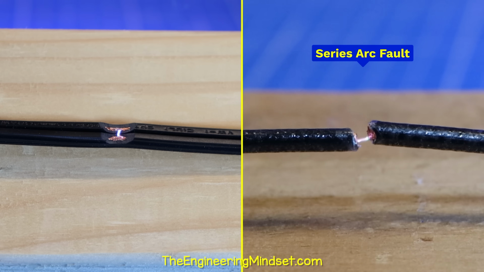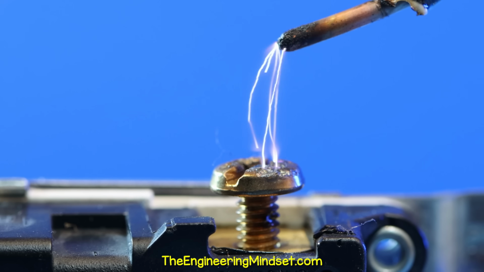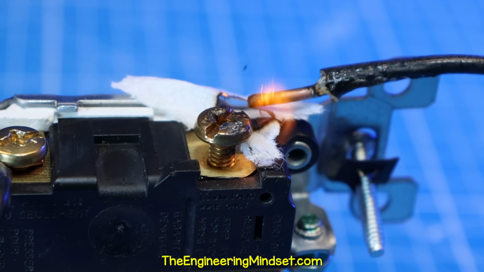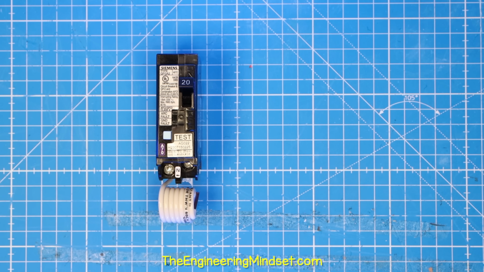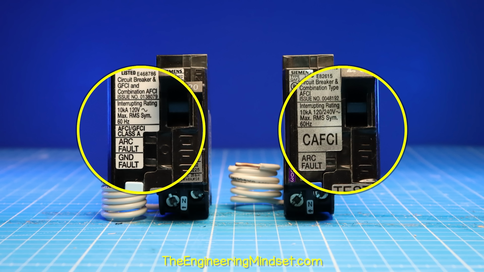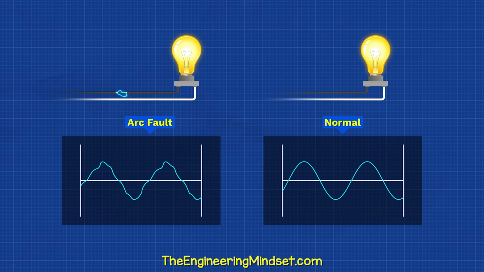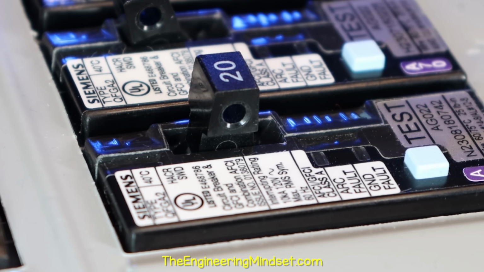So we have both series arc faults as well as parallel arc faults. The arc is incredibly hot. It damages metal surfaces, it can even weld them together, and it can easily create a fire. So the NEC requires AFCI protection to be installed on certain circuits. AFCI breakers and outlets are used to provide protection. There are different types which are used for different circuits, but the device contains a circuit board which monitors for the telltale signs of an arc fault occurring, and it will then trip if it detects one.